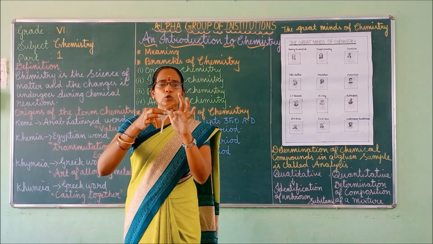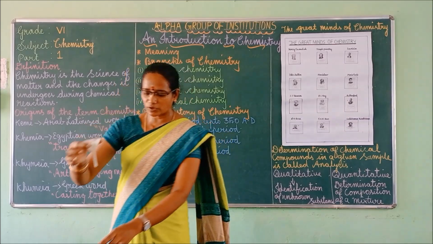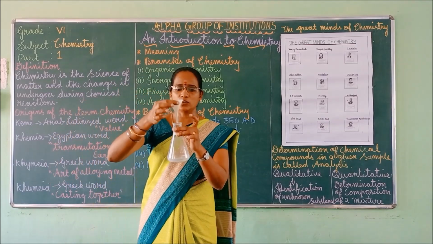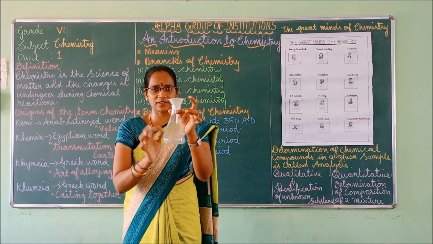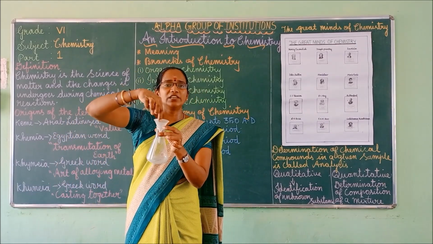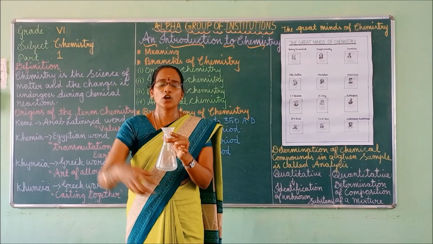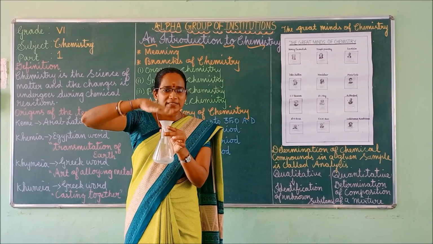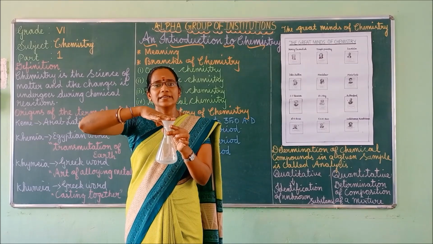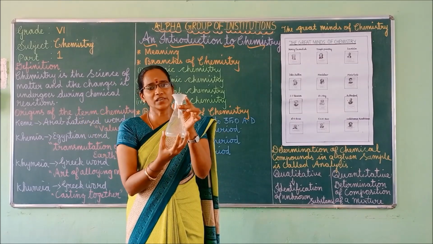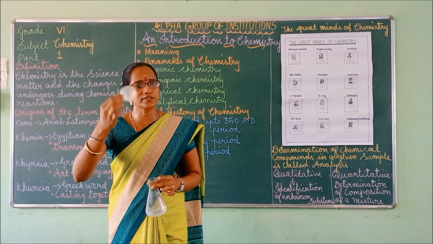So this is the funnel. This is mainly used for filtering purpose. If you want to filter anything, you put the filter paper inside this funnel, and we have to filter it. All the dust particles will settle on the filter paper. The clear substances will come down. For filtering purpose we use this.